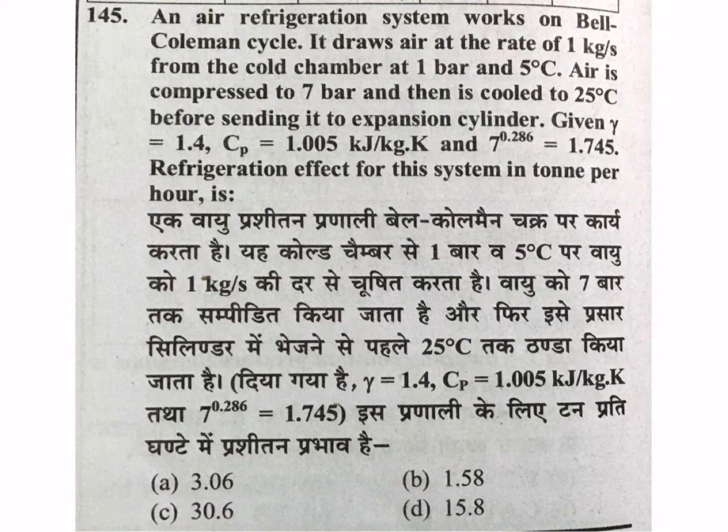The question is: an air refrigeration system works on the Bell Coleman cycle. It draws air at the rate of 1 kg per second from the cold chamber at 1 bar and 5 degrees Celsius. Air is compressed to 7 bar and then cooled to 25 degrees Celsius before sending it to the expansion cylinder. Gamma value given, Cp value given, and 7 to the power 0.286 also given. Refrigerating effect for this system in ton per hour is how much? RE value you have to calculate. Bell Coleman cycle. I am only giving the formulas; if you want to calculate, you can, no issue.